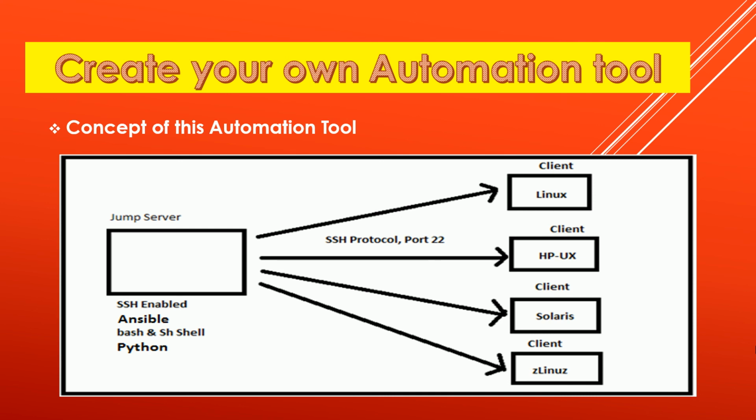This is a minimum requirement for this tool. I should have a jump server, and on the jump server SSH should be enabled, Ansible should be there, shell scripting and Python, and all your clients should be accessible via SSH. So this is the concept of this automation tool.